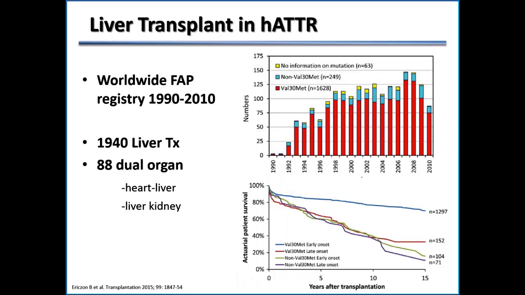So what about liver transplant? The reason that's mostly used in V30M is the majority of patients, but with other mutations, most of these patients have cardiac involvement. And what a lot of programs are doing is actually a domino transplant. So you take a healthy liver, give it to the patient with the mutation, and then give that liver to another patient.